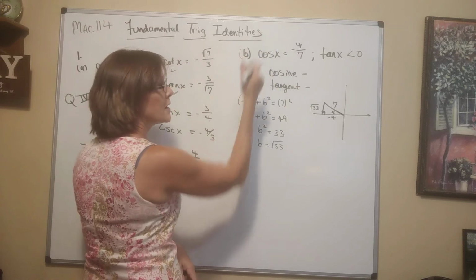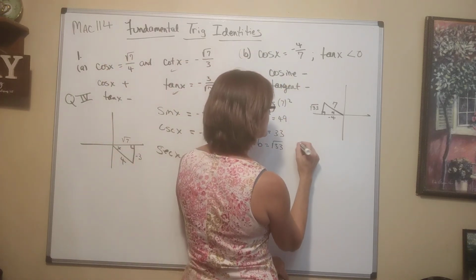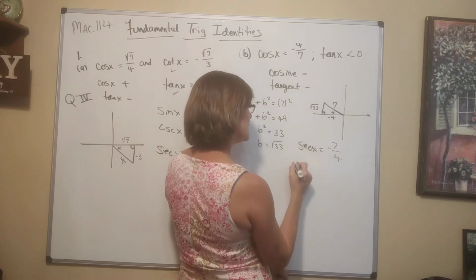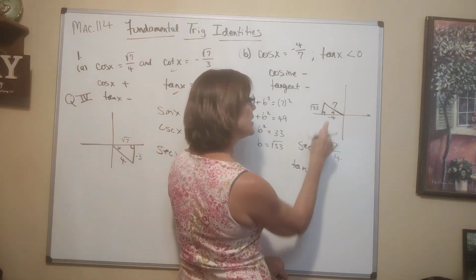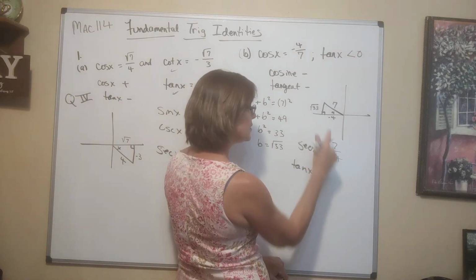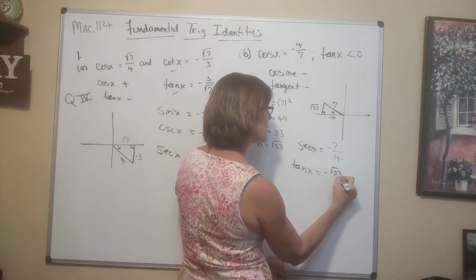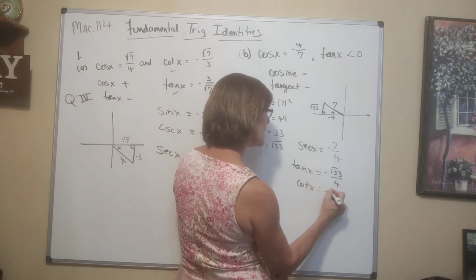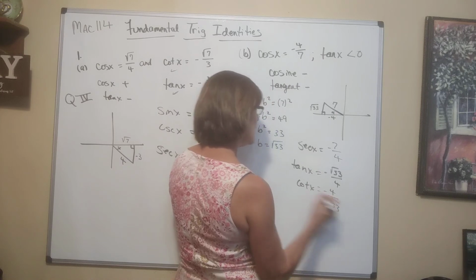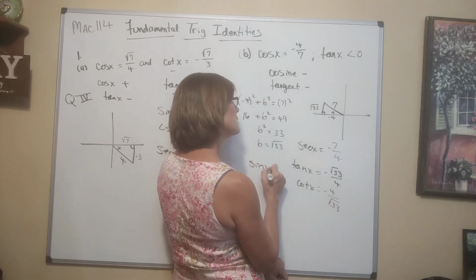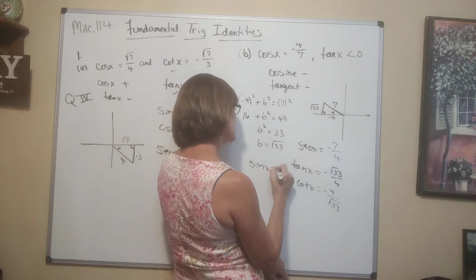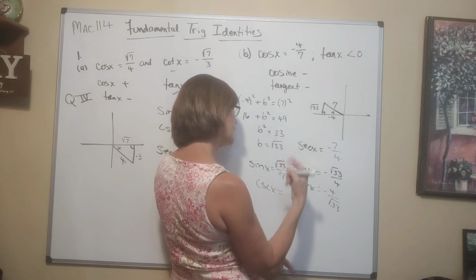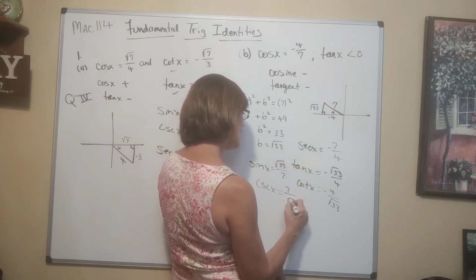We can spit out all of these answers. There's cosine. Let's do secant. Reciprocal, negative 7 over 4. Let's do tangent, okay? Opposite over adjacent, negative square root of 33 over 4. Let's do cotangent, reciprocal, negative 4 over square root of 33. Let's do sine, opposite over hypotenuse. And then cosecant is the reciprocal, 7 over the square root of 33.